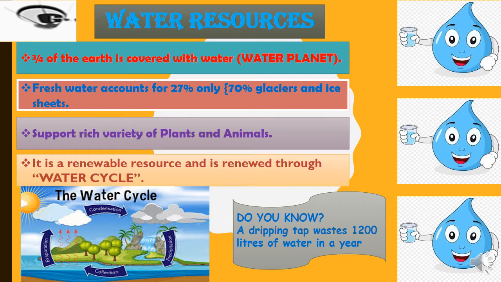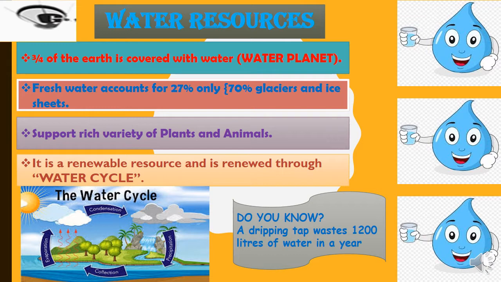Hello, dear children. This is the third part of the geography chapter Land, Soil, Water, Natural Vegetation, and Wildlife Resources. In this third part of the video, we will be discussing water as a resource.